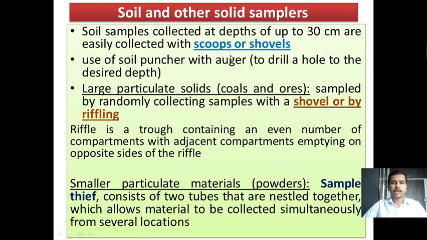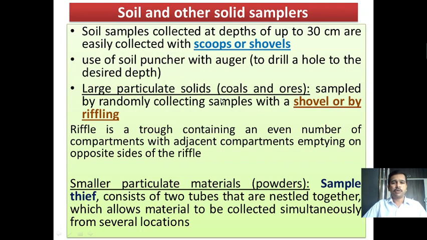Soil samples are usually collected by means of scoops or shovels, or even you can use a soil puncher, and this soil puncher will be assisted by the auger. Auger is used to drill a hole to the desired depth. Suppose soil has to be collected from 5 meter depth. An auger will be used to drill the ground up to 5 meters. Then soil has to be collected from the 5th meter. For that purpose we will use a soil puncher.